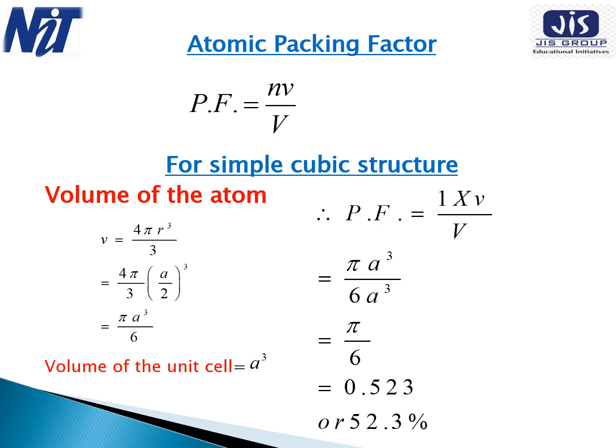So a cube and a cube will cancel each other, and because of that we will get pi by 6. Now if we put the value of pi as 3.14, then this will be equal to 0.523. Now in terms of percentage, the packing factor of the simple cubic structure is 52.3%. That means the simple cubic structure is a loosely bound structure because its packing factor is less.